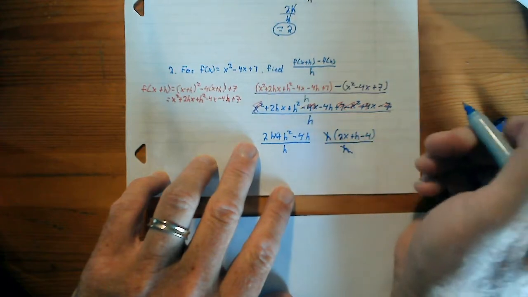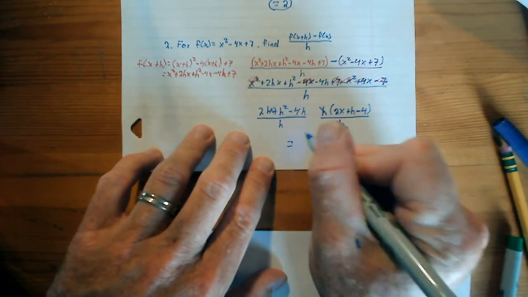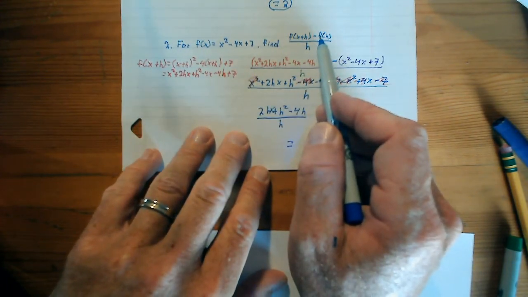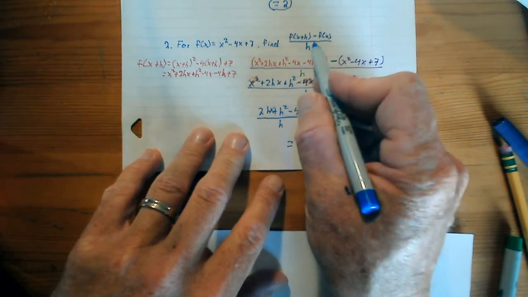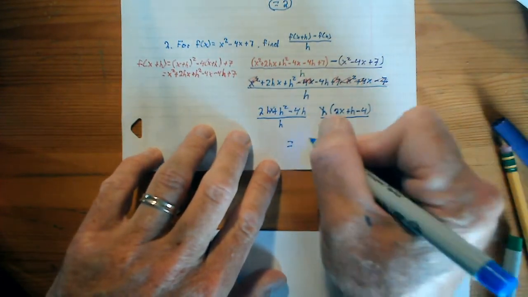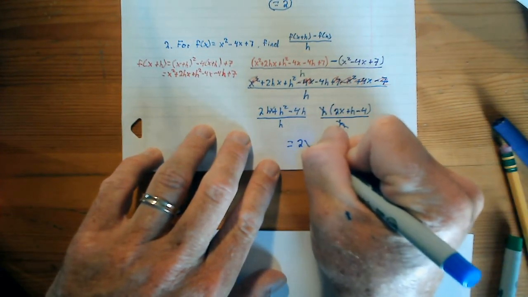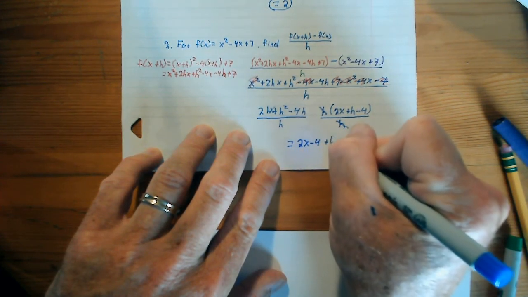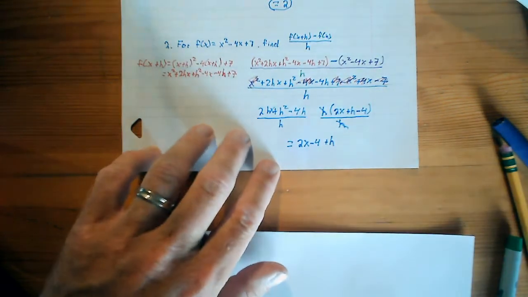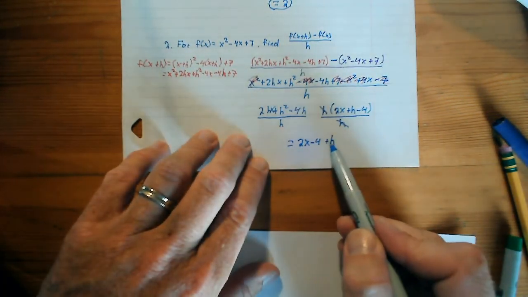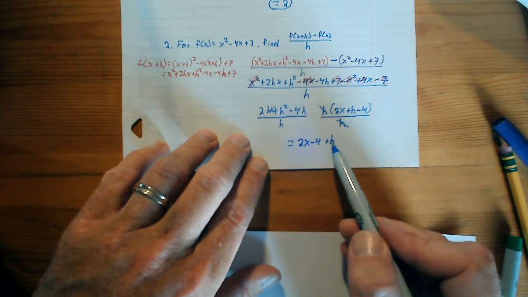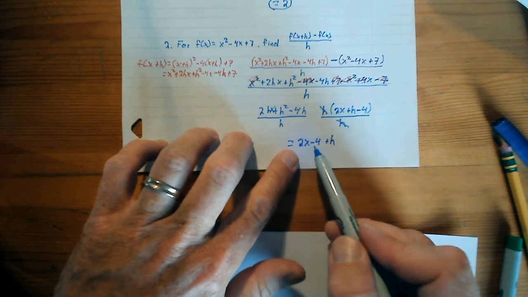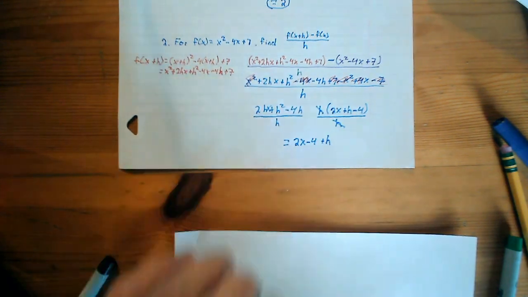Those h's can cancel, and my final answer, this equation run through the ringer of the difference quotient, my final answer is 2x minus 4 plus h. And I'm leaving the h there, even though often in calculus you get rid of it because it's just a number that's so small. It might as well be 0. It's so infinitesimal. That's the answer, 2x minus 4. Thanks for listening.